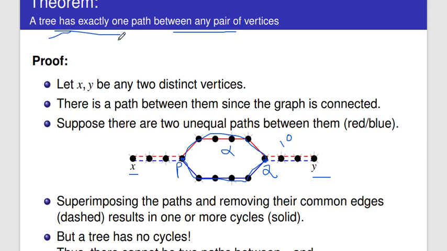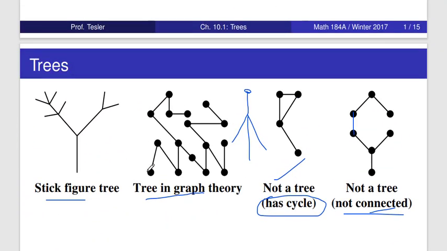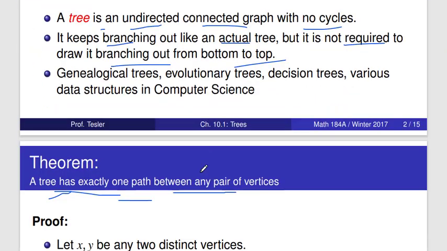A tree has exactly one path between any pair of vertices. If you take this vertex and this vertex, there should always be one path between any two vertices. If you take these vertices and draw a path in the tree, there should be only one path connecting them.